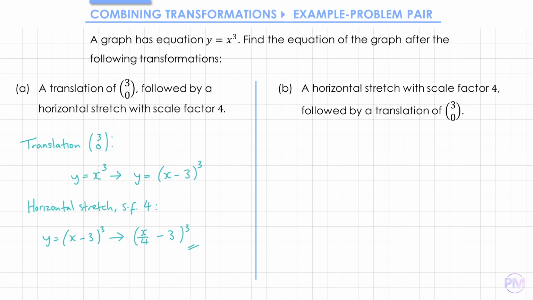Let's now have a look at what happens when we apply them in the reverse order. So first we have a horizontal stretch. Once again, we divide x by 4. Then we need to apply the translation of (3, 0).